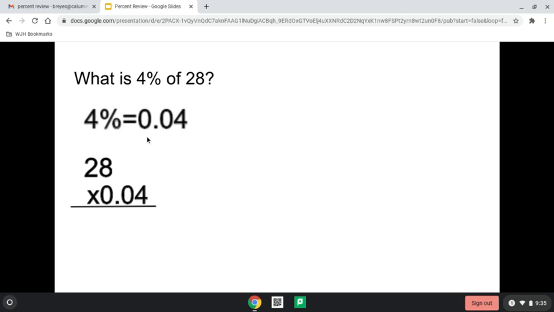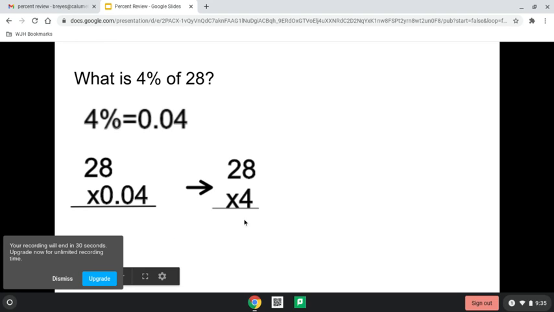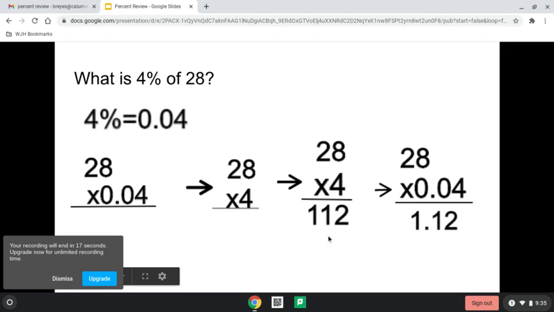So now we just need to do that times 28. And now we're going to need to move that decimal point 2 places to the right to make this into a number that's easier to multiply, just a normal 4. All right, and now we've done that, we just do the simpler math to end up with 112. And now since we moved the decimal point 2 places to the right, we need to move it 2 places to the left here, and we end up with our final answer of 1.12.